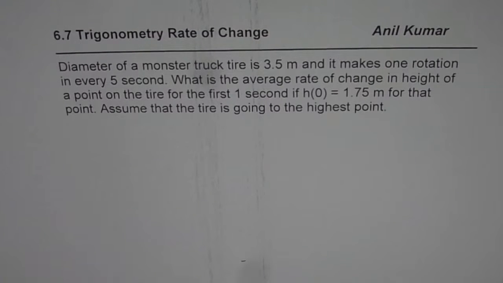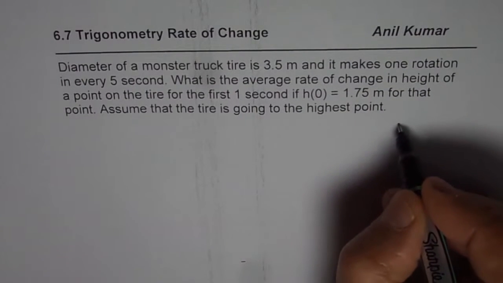The diameter of a monster truck tire is 3.5 meters and it makes one rotation every 5 seconds. What is the average rate of change in height of a point on the tire for the first 1 second, if h of 0 equals 1.75 meters for that point? Assume that the tire is going to the highest point.